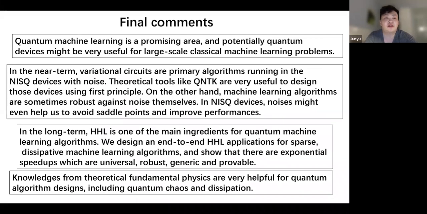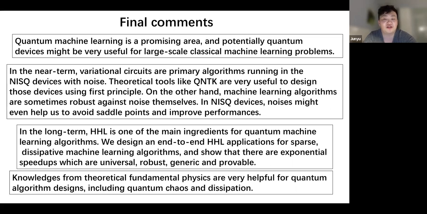For the final comments: quantum machine learning is a very promising area, and potentially quantum devices might be very useful for large-scale classical machine learning problems. The take-home message is that in the near term, variational algorithms are the primary algorithms for running on NISQ devices with noise, and theoretical tools like the quantum neural network kernel are very helpful for designing those devices from first principles. On the other hand, machine learning algorithms are sometimes robust against the noise itself.